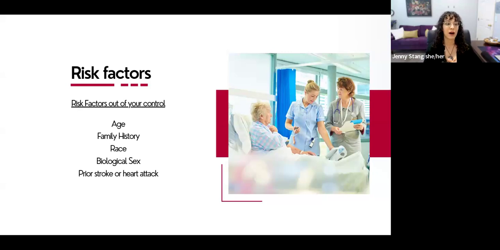So stroke is more common among the elderly, but many people under 65 also have strokes, okay? Even babies and children can have a stroke. And if you have a family history of stroke, that obviously cannot be something that you control, right? So if your parents, your grandparents, your brother or sister has a stroke, especially if it's before the age of 65, you may be at a greater risk, okay? Sometimes strokes are caused by genetic disorders.